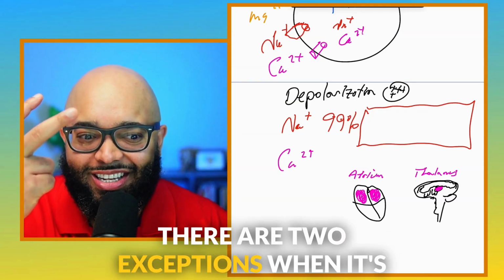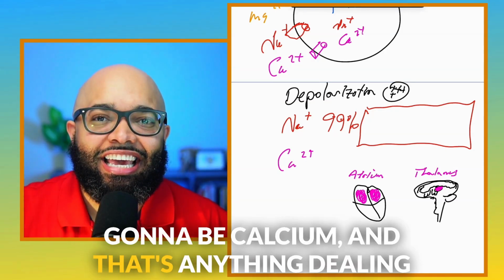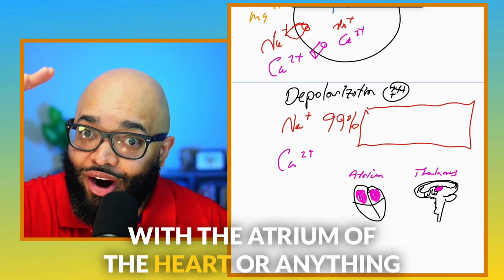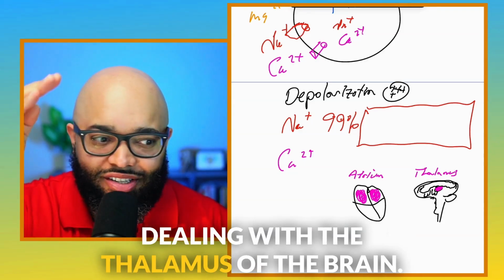There are two exceptions when it's going to be calcium, and that's anything dealing with the atrium of the heart or anything dealing with the thalamus of the brain.